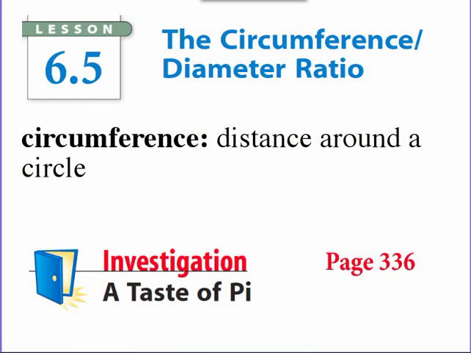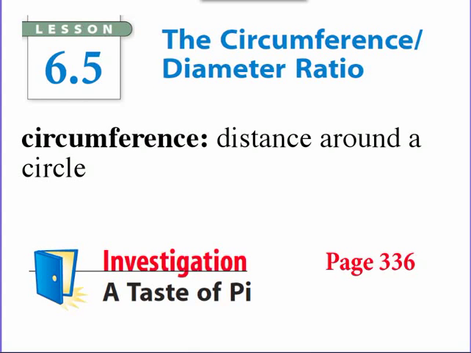Okay, so today we looked at circumference and you just completed the investigation on page 336. So remember again, circumference is distance around a circle. This is the thing that I liken circumference to. Circumference is just the perimeter of a circle. That's it. It's a fancy name for the perimeter of a circle.